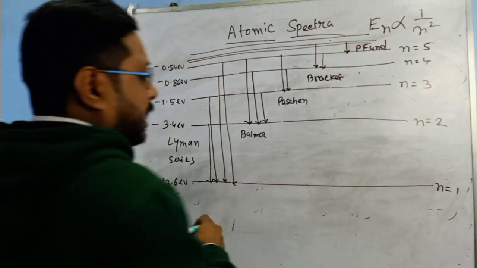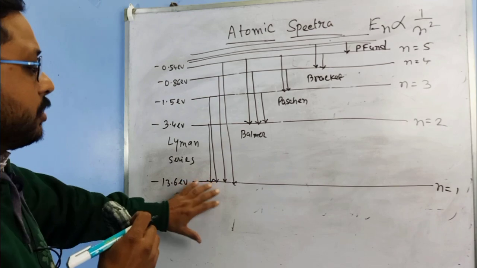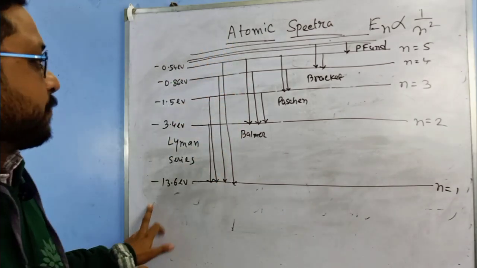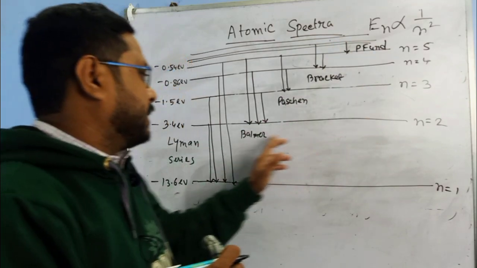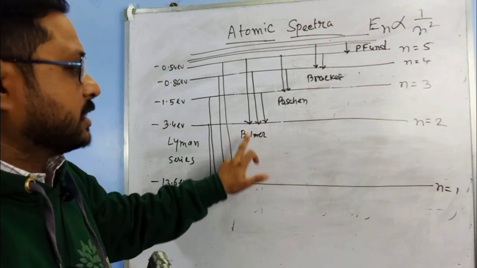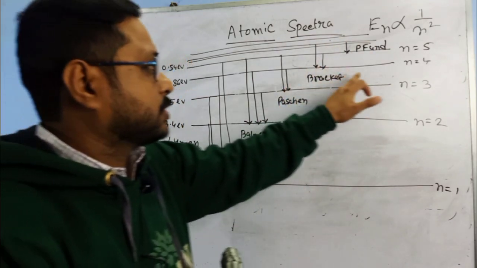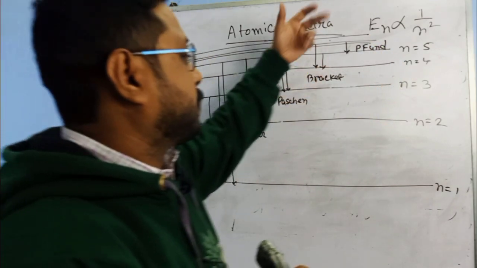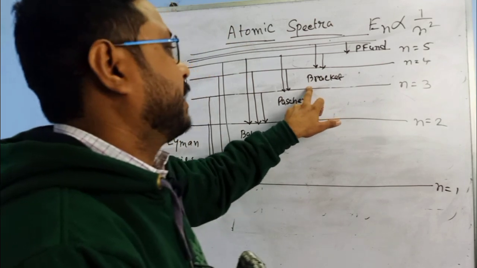So from upper level to ground level, if n equal to 1 from the upper excited level, it is called Lyman. From upper excited level, if it comes to n equal to 2, this is called Balmer. It comes from upper level to n equal to 3, it is called Paschen. If from upper level to n equal to 4, it is called Brackett.